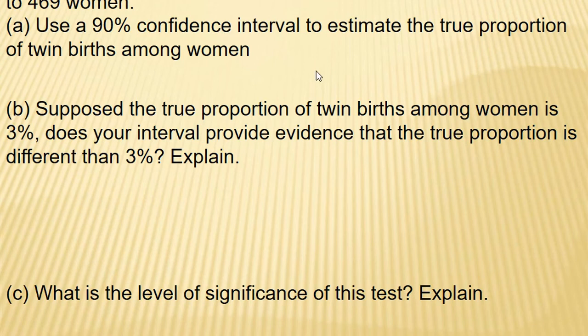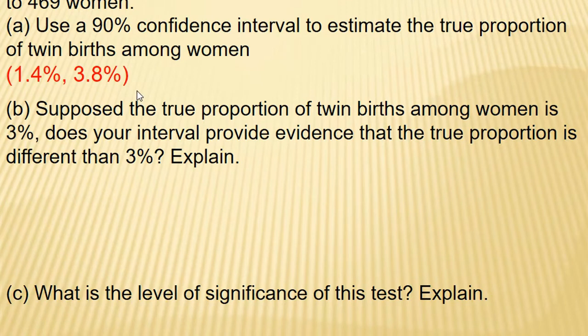So we took that one sample. You should have just put it in your calculator and got that the true proportion of women who have twins is pretty small, somewhere between 1.4% and 3.8%. And remember, you can write it as a decimal if you prefer. So that was letter A.